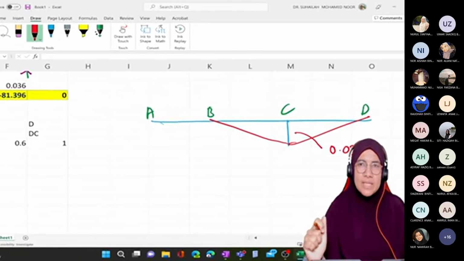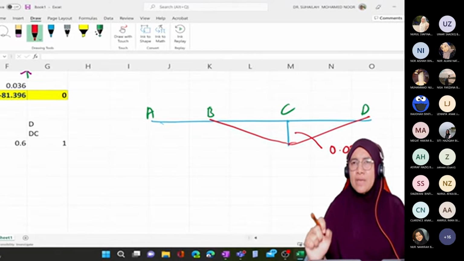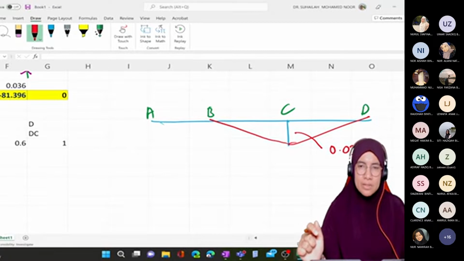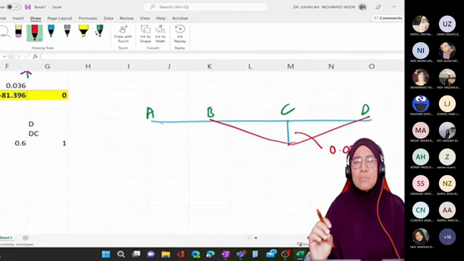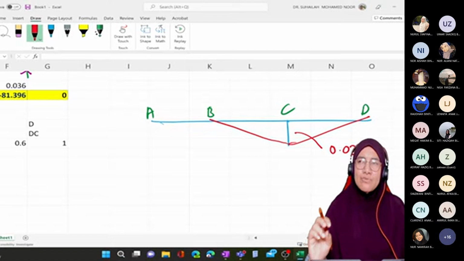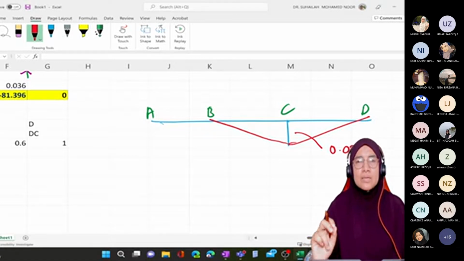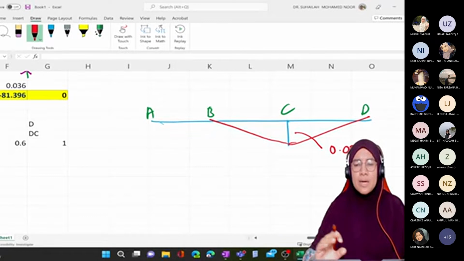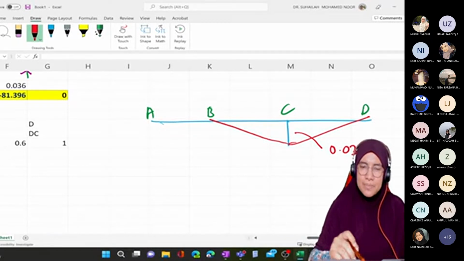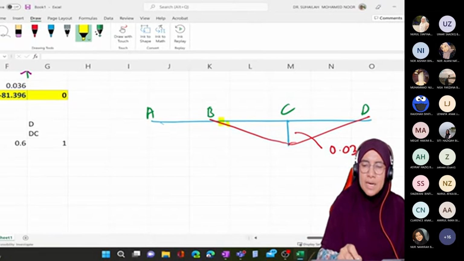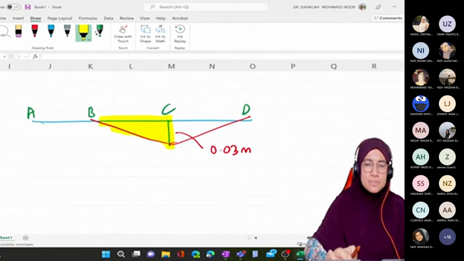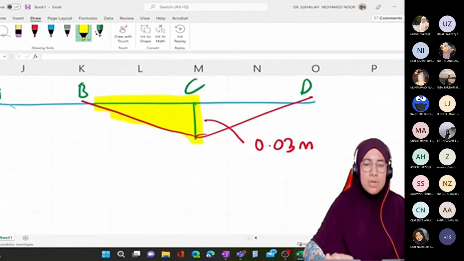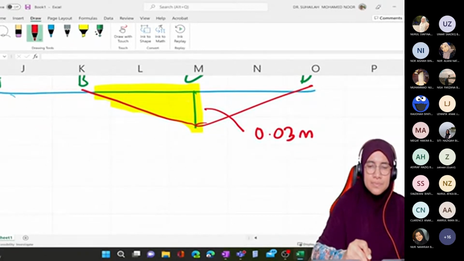Okay, so assuming all fixed end, the formula for FEM due to settlement is 6EI delta over L squared. What is most important is we have to find the triangular. For example, here we have two triangulars. The first triangular is for member BC. This is the first triangular.